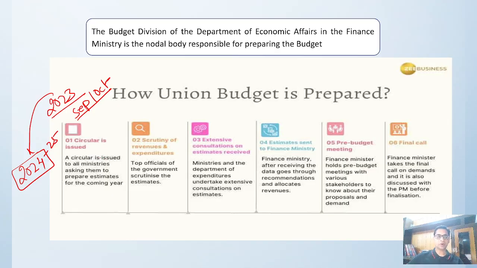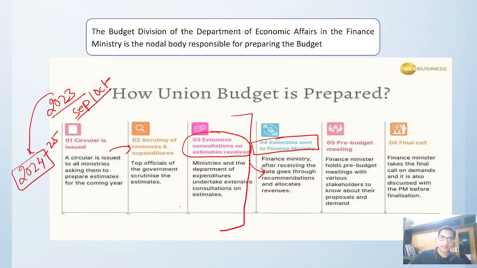Then after reading the circular, they will say that okay, we need this much money in that place, so scrutinization of the revenue and expenditure will happen. Then a good amount of consultation will be done among the ministry, among the department, among the finance ministry and the other departments. Then the estimate is sent to the finance ministry. So till here, the whole process remains within the ministry and within the department.